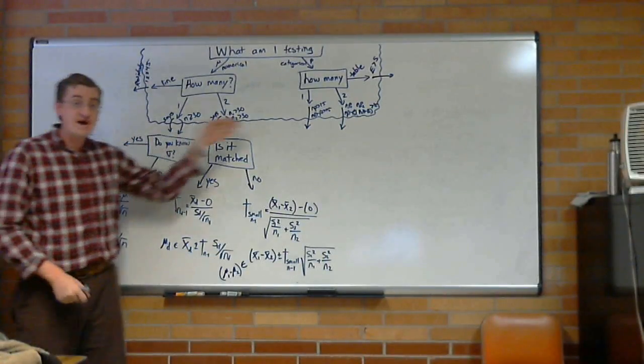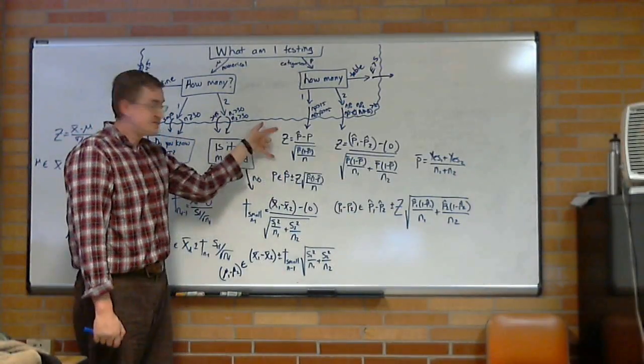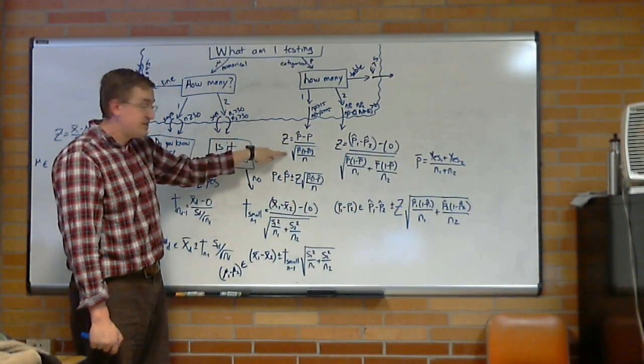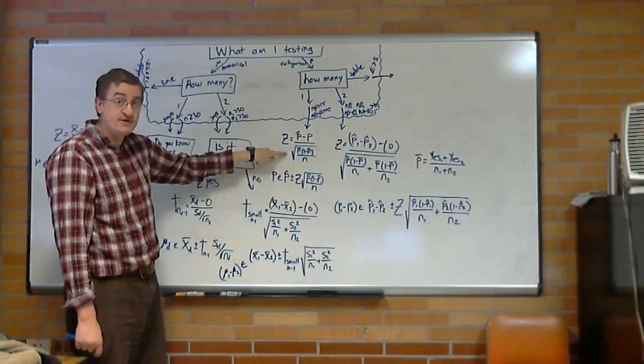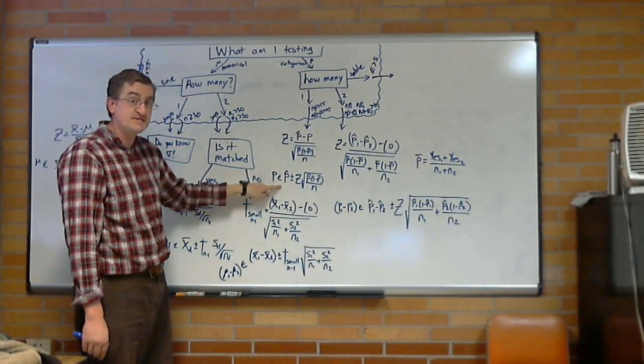For proportions, after we know the assumptions have been met, we can go straight to the z-test for p hat. And here, that square root of p hat times 1 minus p hat over n, that is a little new, but the confidence interval is still solved the same way.